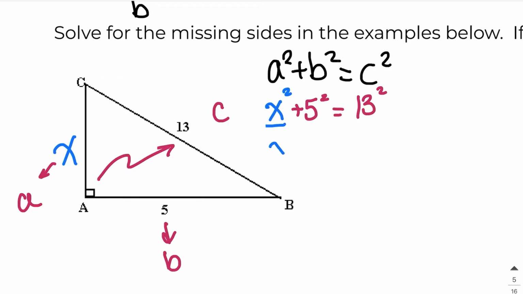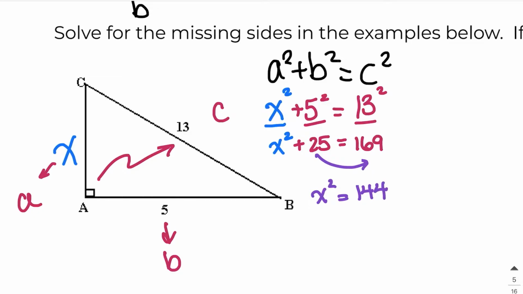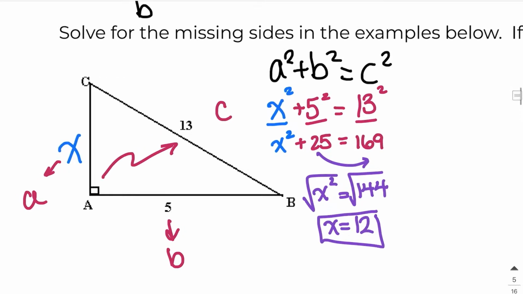Then I'm just going to go ahead and evaluate each one of these. So x squared I can't evaluate, but 5 squared I can. And 5 squared means 5 times 5, which is 25. And then 13 squared is 13 times 13, which is 169. In order to solve for x, I have to get rid of this 25, move it over. I get rid of it by subtracting. So 169 minus 25 is 144. I can square root both sides in order to solve. And don't forget that there are two answers, a positive 12 and a negative 12. But because we are talking about side lengths, the answer here would just be positive 12.